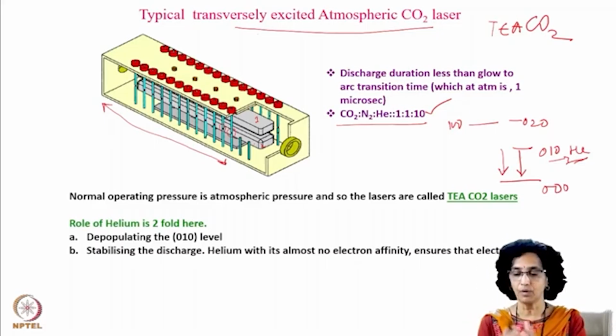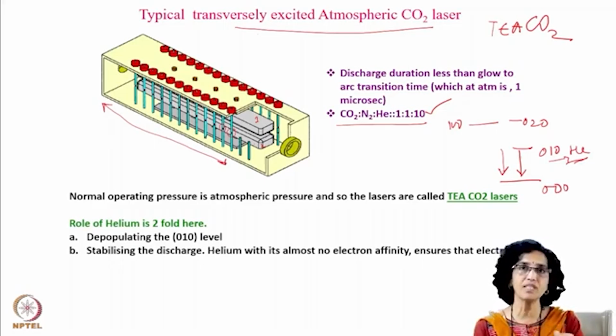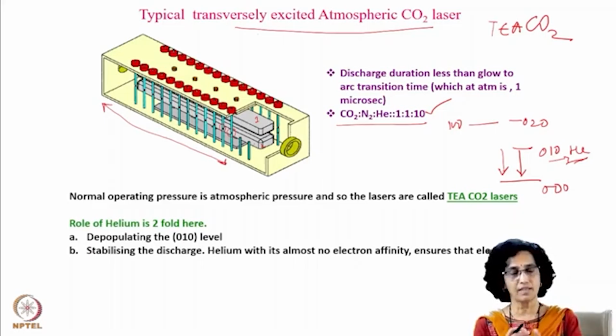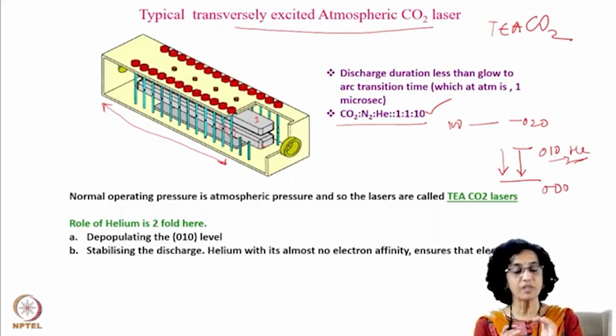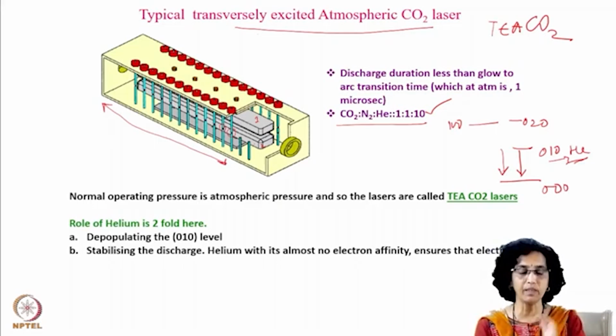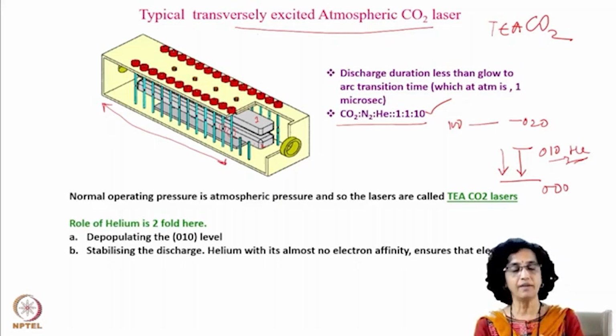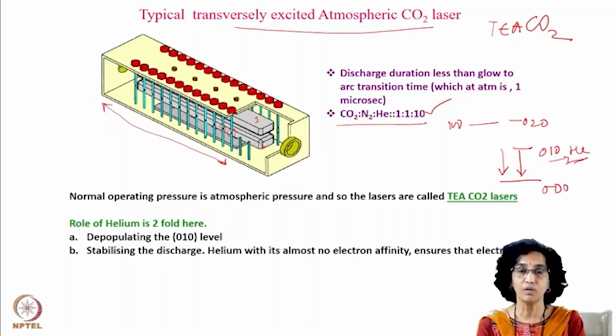So the role of helium is to ensure that the glow discharge condition, the electron number density inside, is properly maintained. This is called E by N, that is the number of electrons to the neutral species. So this ratio is properly maintained as is required, and one has a good glow discharge.